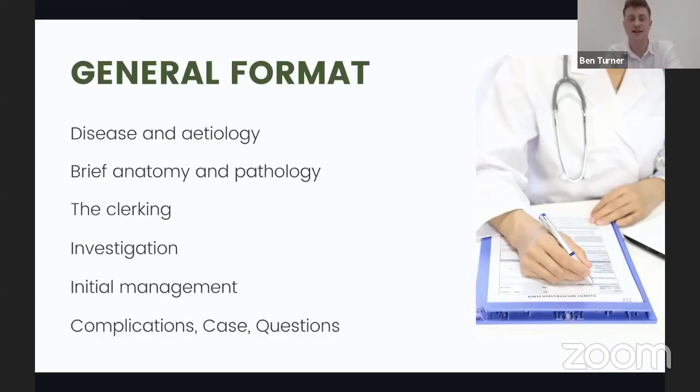Now, obviously, as a surgical junior, you're not the person making the big management decisions about the surgical patient. However, there are basic things that you can do that will really enhance the patient's care and in some cases really save their life, talking about antibiotics in the first hour and things like that. And then we'll end all of the sessions by talking about complications of the things that might happen in surgery. We'll talk through a case in every session, and then we'll have some little feedback questions at the end.